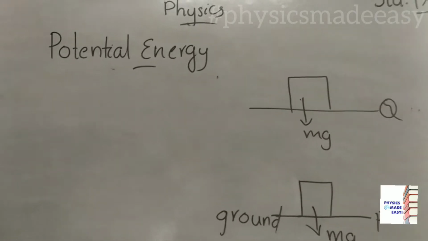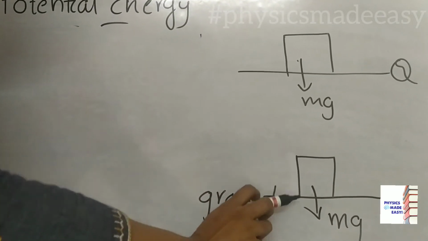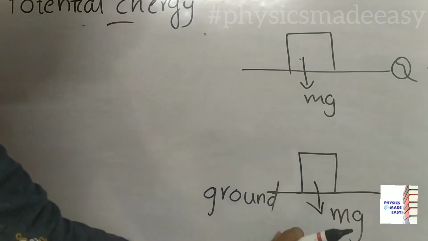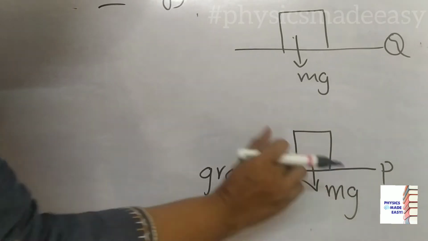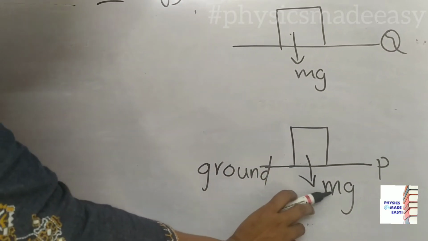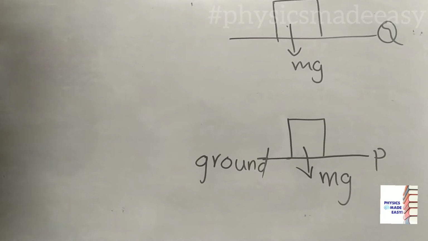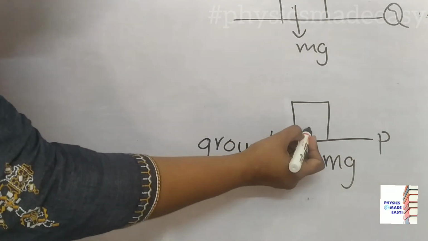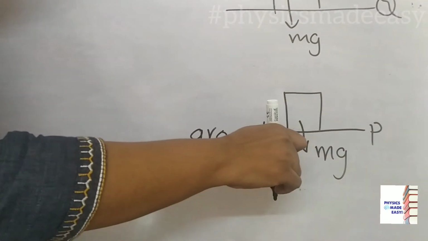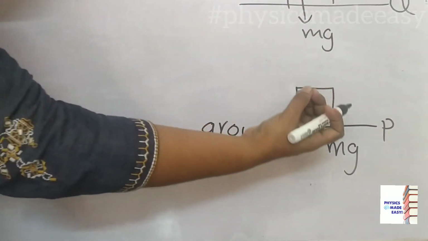Let us derive an equation for potential energy. For that, children, consider an object of mass m placed on the ground. An object has mass, and you know children, weight also. Earth is attracting that object towards it, so weight is there. What is the weight of that object? That is mg. If you want to lift this object, you have to apply the same force mg in the upward direction. The weight of the object is in the downward direction, so you have to lift it upwards.